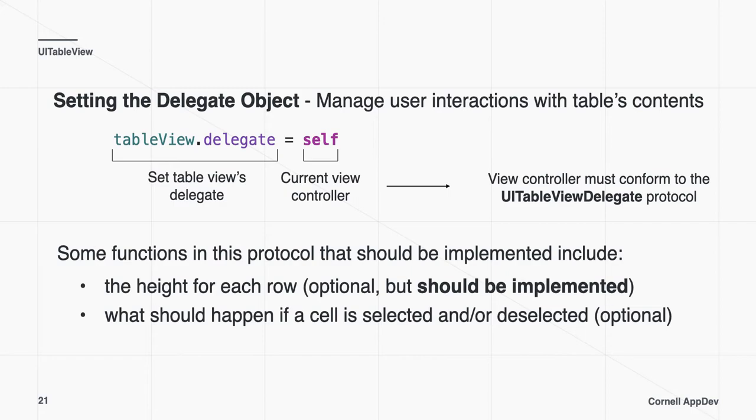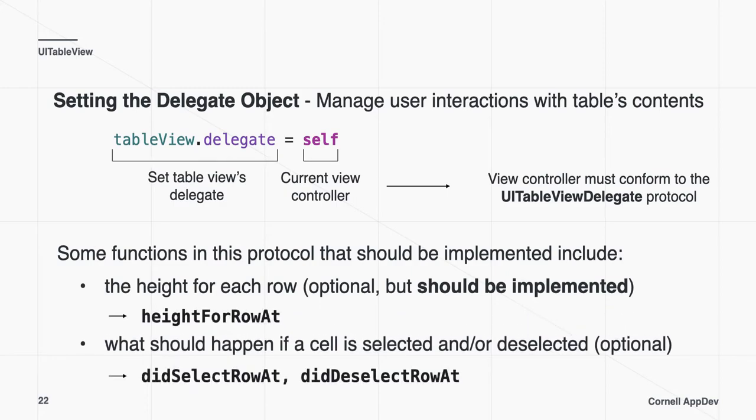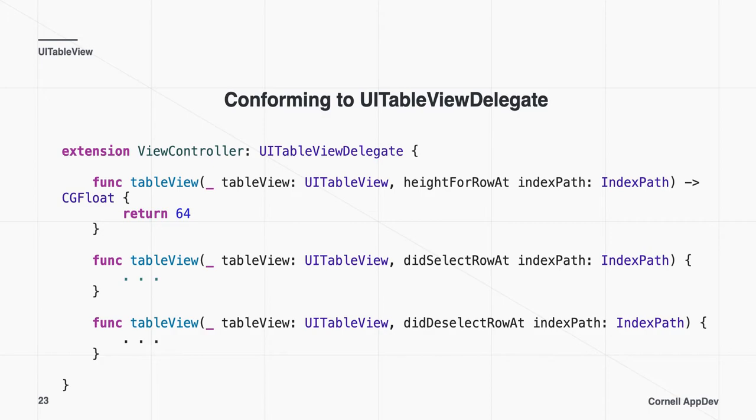Some of the functions in the UITableViewDelegate protocol are the height for each row, and what happens if you select or deselect a row. So the height is heightForRowAt, and the functions for selecting and deselecting are didSelectRowAt and didDeselectRowAt. Very similar to the data source. You just do extension, view controller, UITableViewDelegate, and you can set the height for the row, and whatever you want to do when you select or deselect a cell in the table view. Does that make sense?